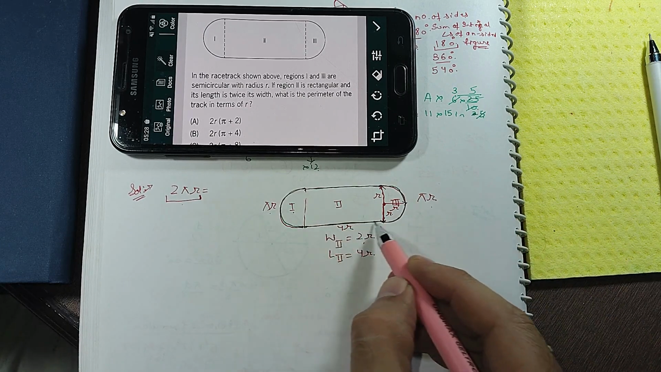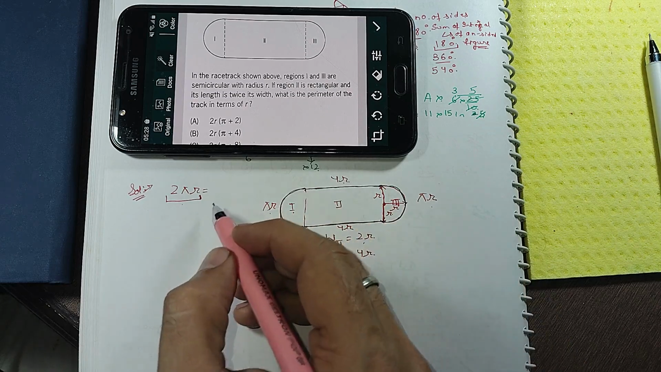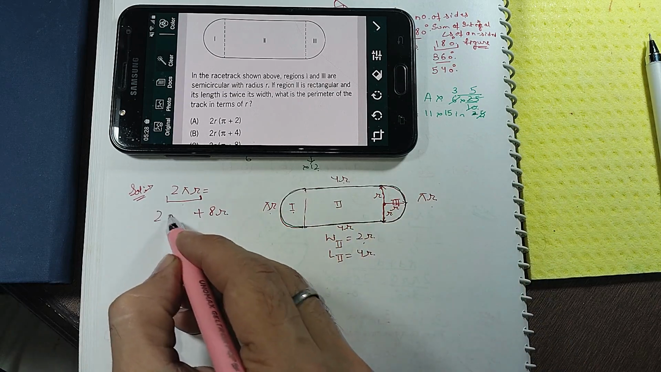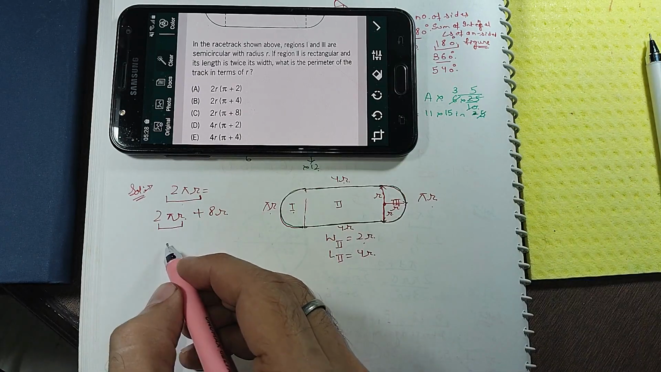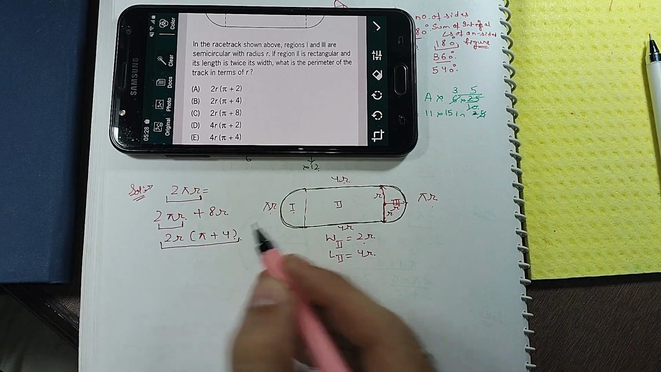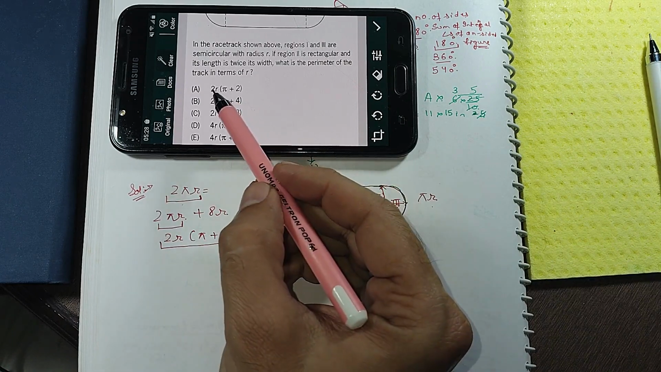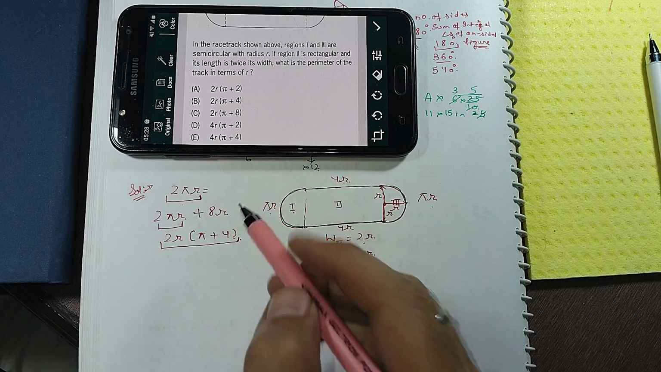And for this region the length is 4r, so this will also be 4r. So this will be 4r plus 4r. Twice of 4r is 8r. So 2 pi r plus 8r. Now we'll take the common. Common in this will be 2r. Okay? So 2r, here it will be pi plus 4. So the right option is here 2r. See, there are 2r in the first three options. Pi plus 2, pi plus 4. So option B is the right answer.